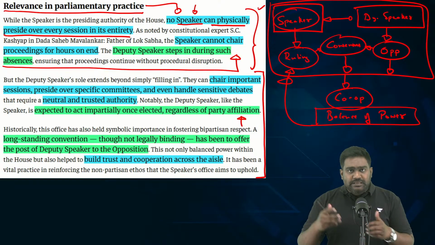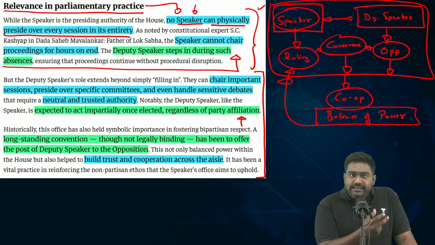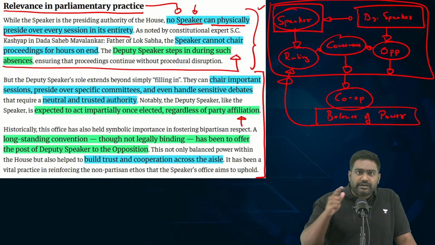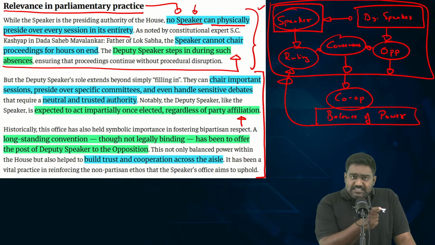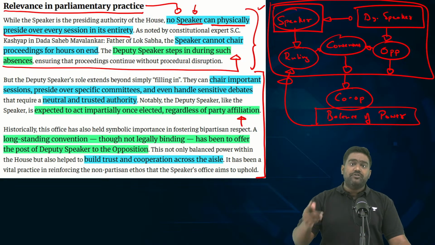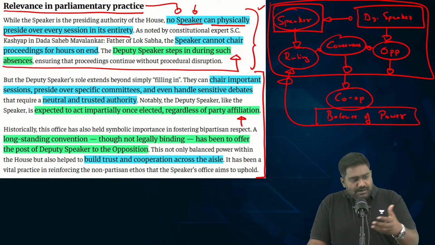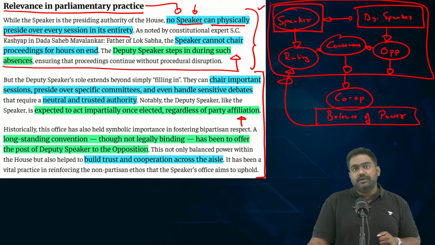Now, take for example the recent Pahalgam terror attack. Look at how all political parties have united, stood behind the government of India to target and criticize Pakistan for its role in sponsoring terrorism. So, during such critical instances, it's important to build consensus amongst parties. And when you have a deputy speaker from the opposition, it helps maintain that balance and bring that consensus amongst our political parties at the national level.